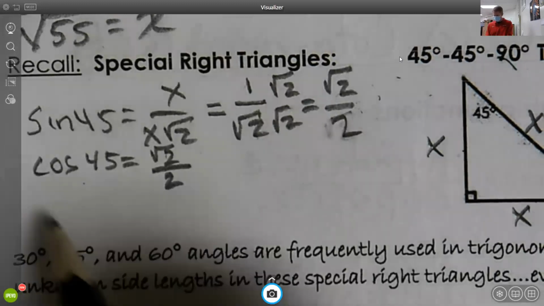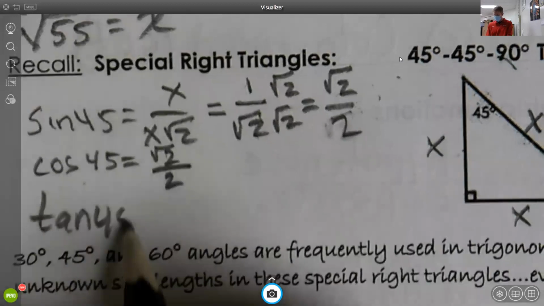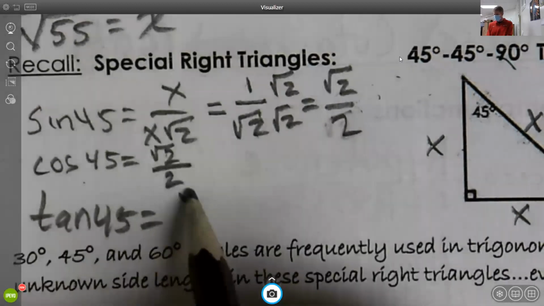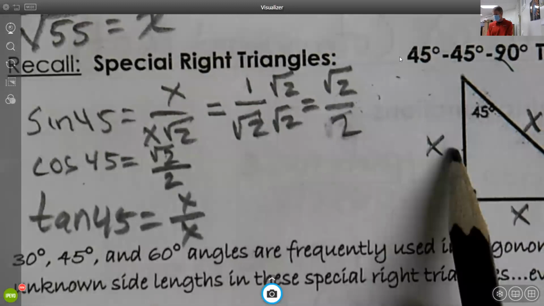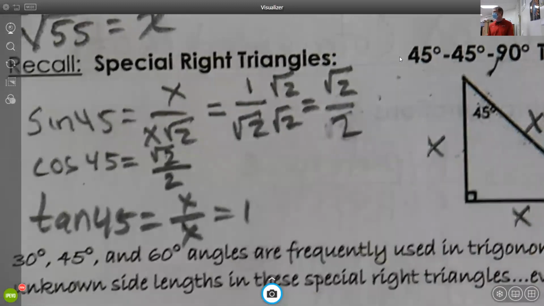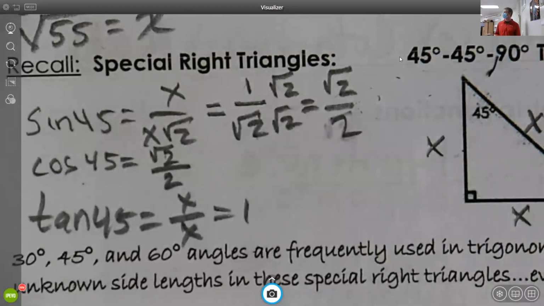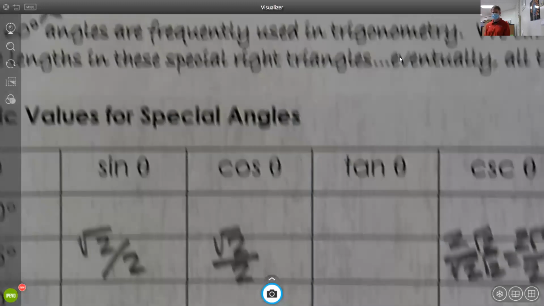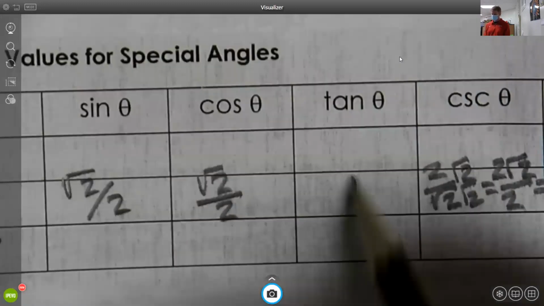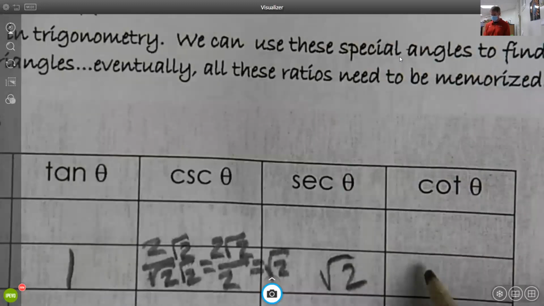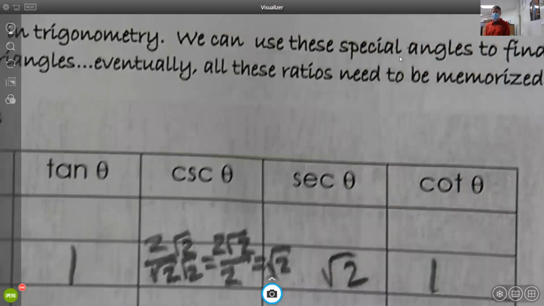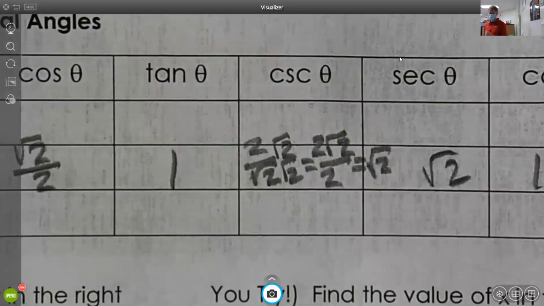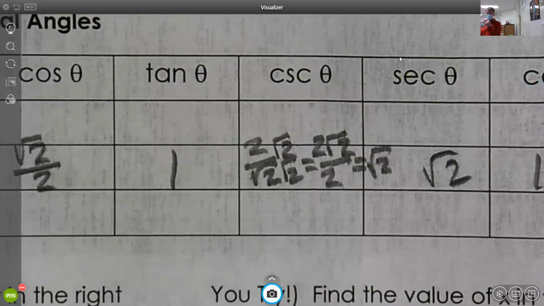Tangent of 45 is going to be the x value over the x value. It's the opposite over the adjacent. It's x over x, so that's just the value of 1. So tangent of 45 degrees, you can come down to your chart, is 1. And the reciprocal of that is just 1. Any questions on where I'm getting those from?